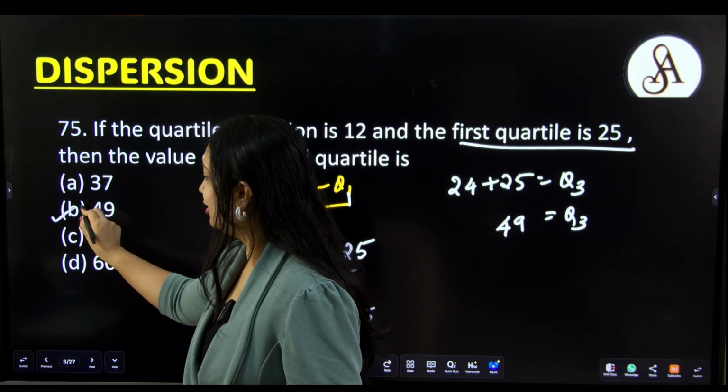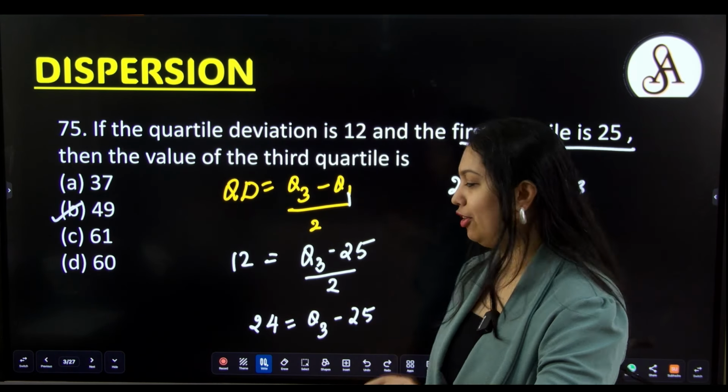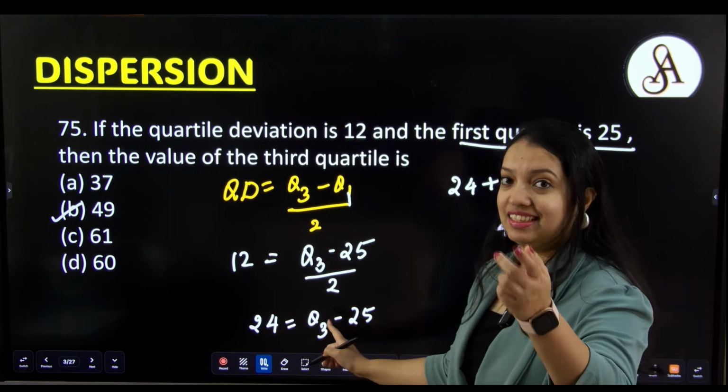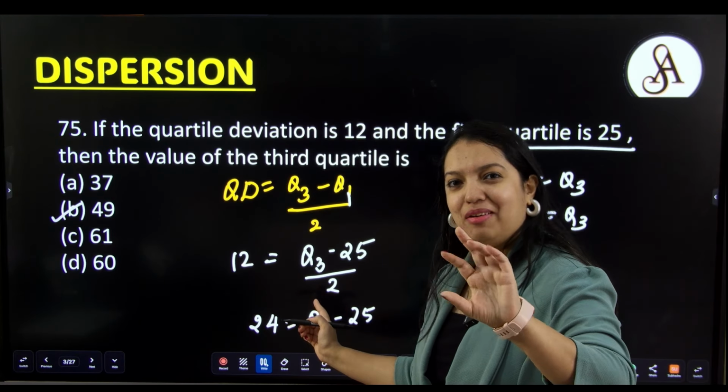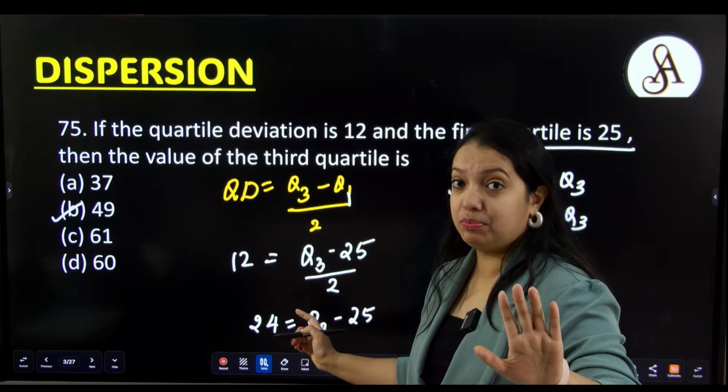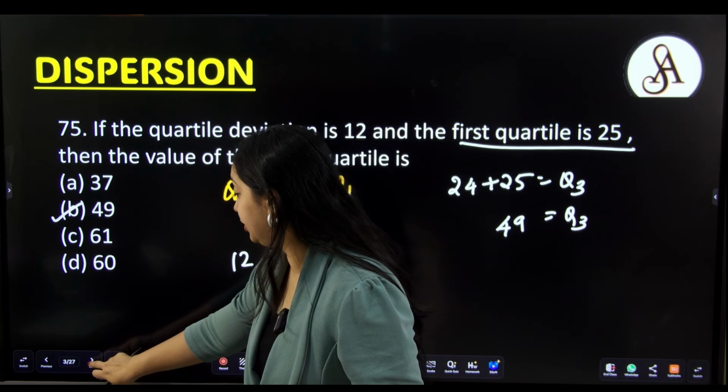I'll tell you where exactly students make mistakes in the exam. Instead of doing minus sign, they consider it as plus sign. They take 24 to the right hand side and do 25 minus 24, value 1. So please be careful whenever signs are involved in the question.